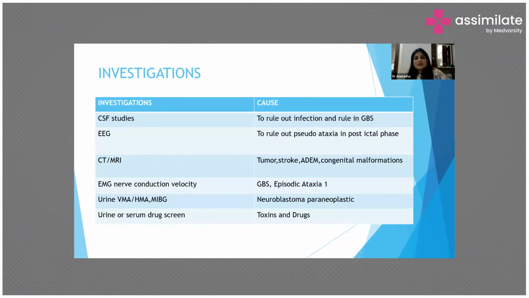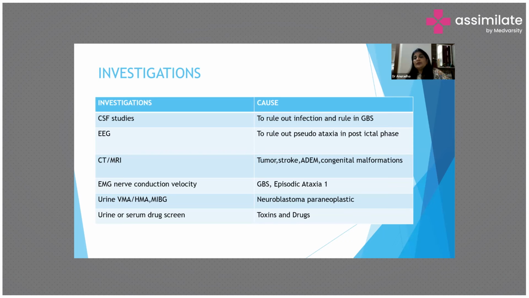So what investigations can be done to rule out the causes one by one? In common general examination, we do day-to-day altered sensorium, we do the CSF study, lumbar puncture, to rule out any CSF infection, meningitis, meningismus, cerebellitis, sometimes cerebellar abscess, and also rule out GBS, lymphocytosis, and EEG to rule out other causes of postictal phenomena, pseudoataxia.